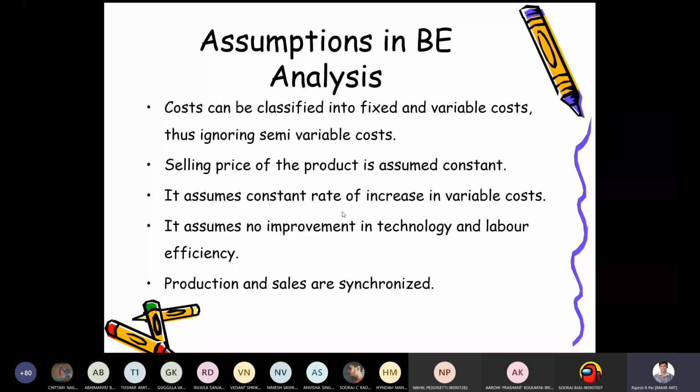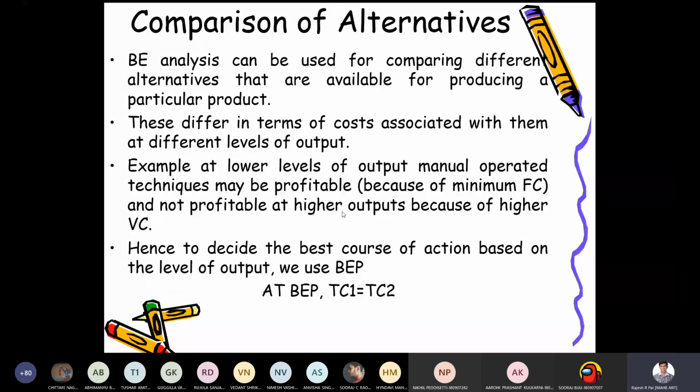Now, comparison of alternatives. Here we calculate break even analysis to compare between the alternatives and suggest which is the economical alternative among the two or multiple alternatives. Break even analysis can be used for comparing different alternatives that are available for producing a particular product.